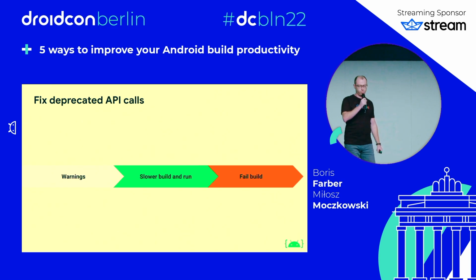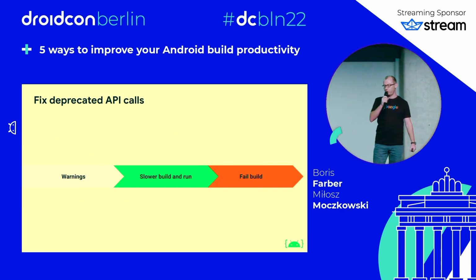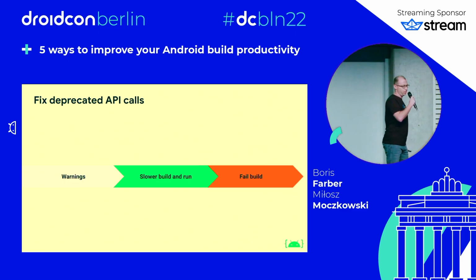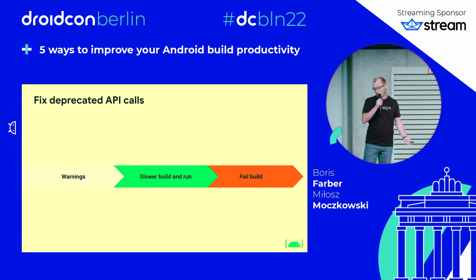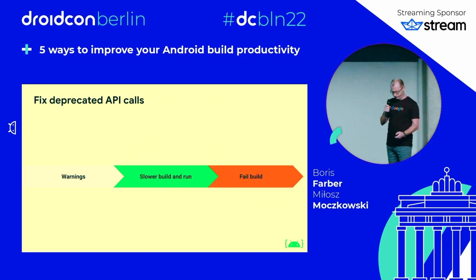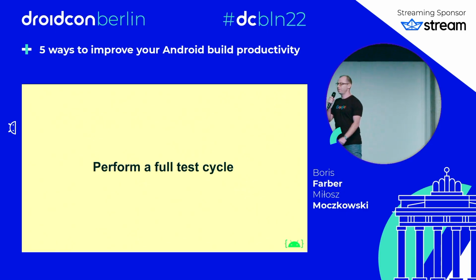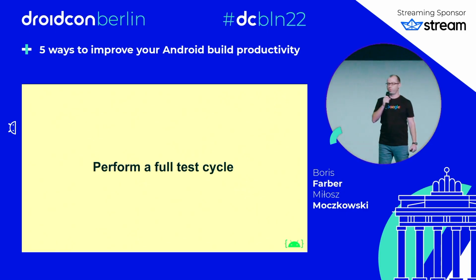And of course, last but not least, please fix the deprecated API calls. They start with warnings, then they could cause a slower build and runtime. And in the end, if you don't fix them, one shiny day, your app will not be built. Cool. Now that we have updated our tools and dependencies, this is the time to perform a full test cycle over our app.